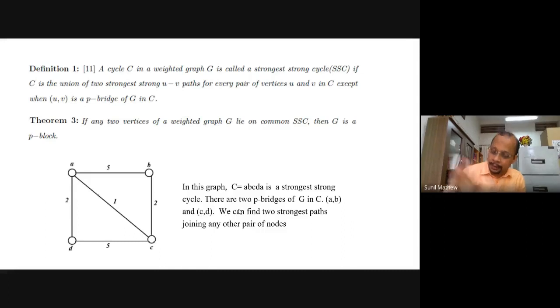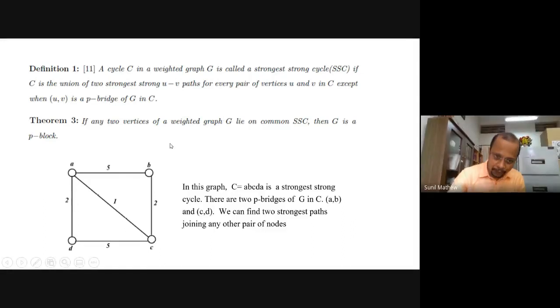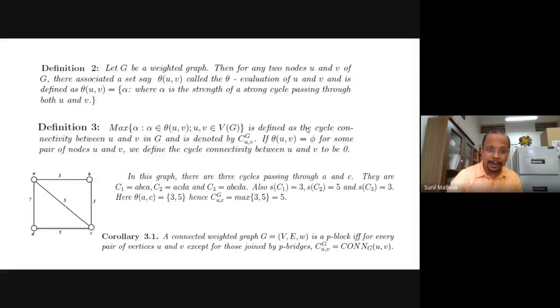We talk about graphs or networks. Okay? And we obtained this. If the vertices of a weighted graph lie on a common strongest strong cycle, then this is a P block. It's a sufficient condition for a graph to be a P block. Okay, motivated by that, we again searched, and using cycles we got something else.